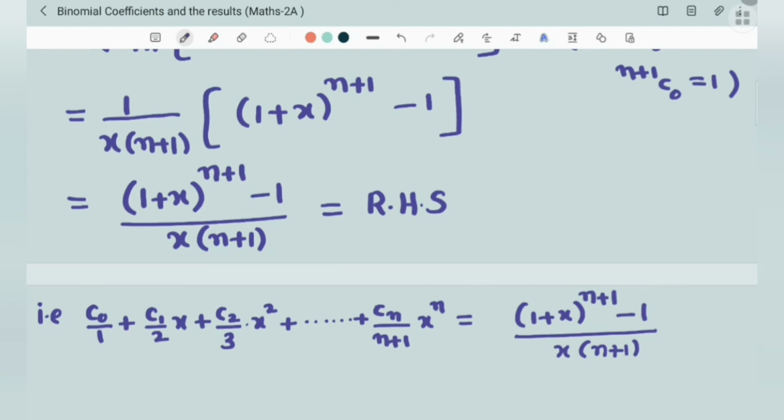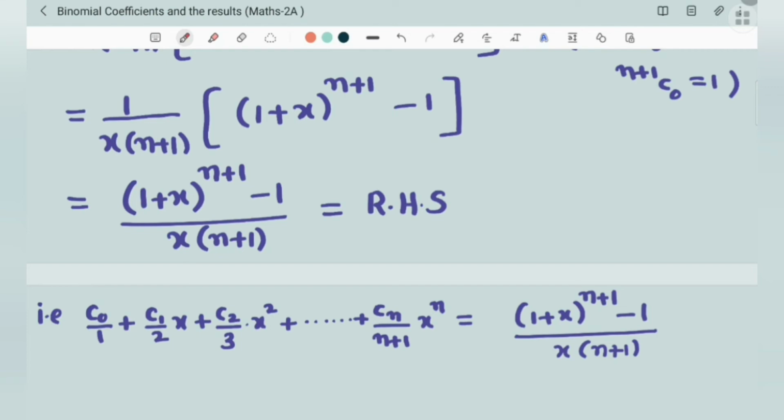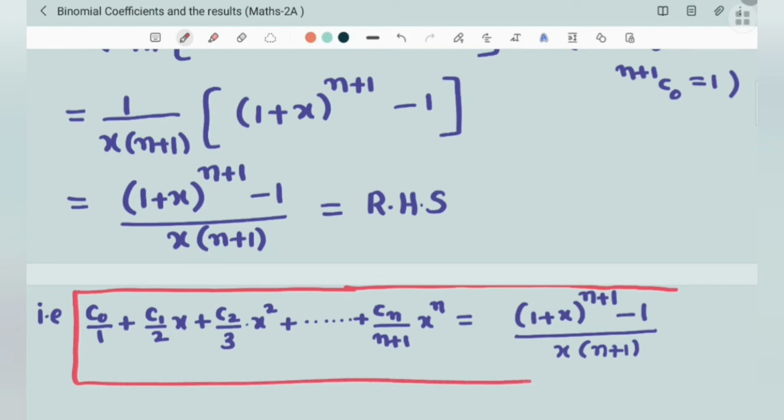Dear students, you remember this as a shortcut formula. This is one of the best and most important results in the binomial theorem. Based on this, we will discuss the questions.